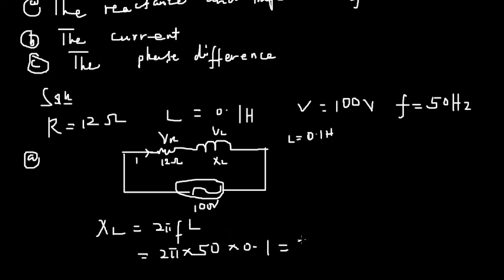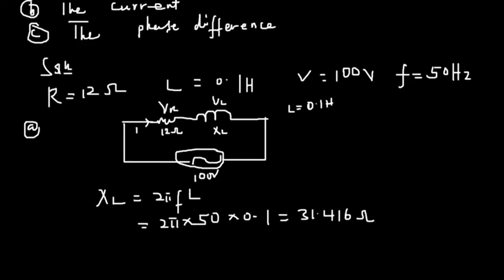When you compute this, you end up with 31.416, and this is measured in ohms. So now we calculate our impedance.